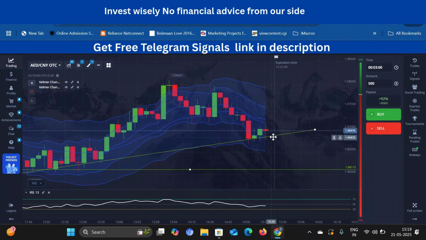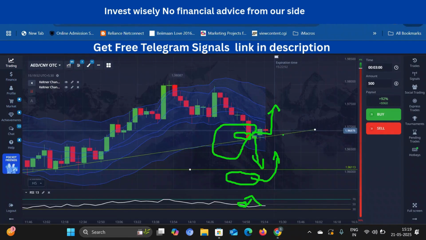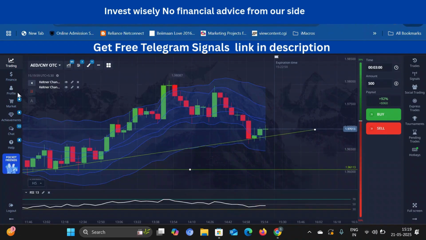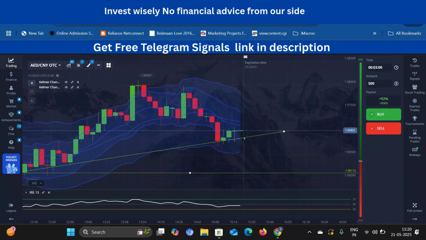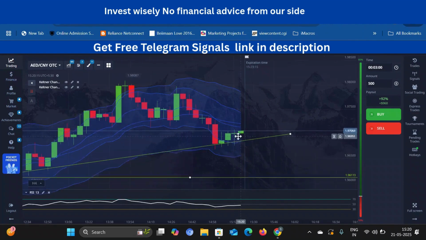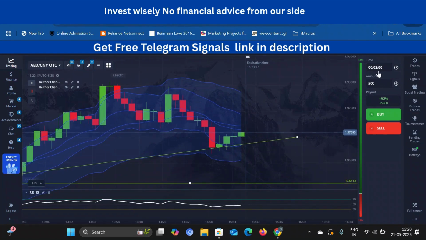Okay, from here, most probably it will go up, yes. The last candle that formed is a confusion candle. You can also call it a doji candlestick. So at this stage, we can try to take a 1 or 2 minute buy trade if you wish.